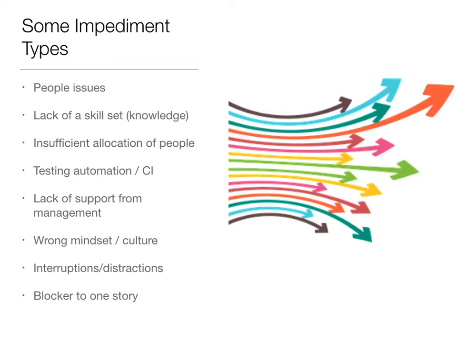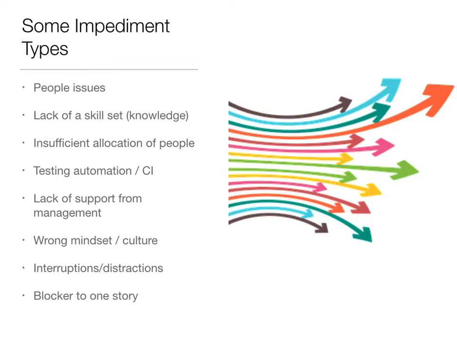What kinds of things could be impediments? We started to suggest this before. They could be people issues. They could be lack of a skill set or a certain set of knowledge. We could have insufficient people, at least of a certain type. We could lack testing automation or lack continuous integration.